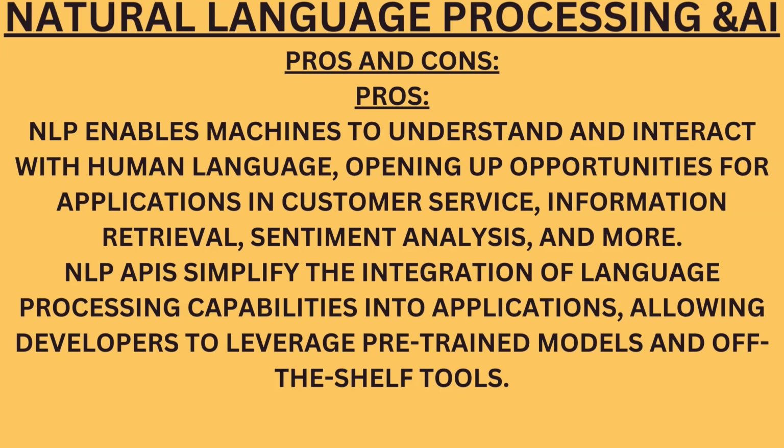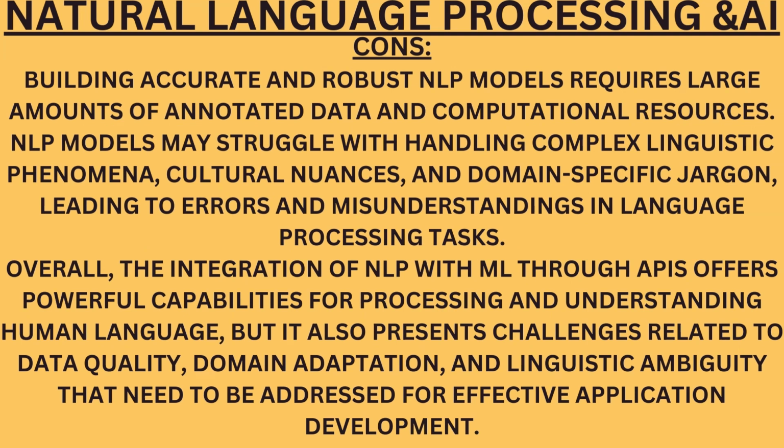Pros. Natural language processing enables machines to understand and interact with human language, opening up opportunities for applications in customer services, information retrieval, sentiment analysis, and more. Natural language processing APIs simplify the integration of language processing capabilities into applications, allowing developers to leverage pre-trained models and off-the-shelf tools. Cons. Building accurate and robust natural language processing models requires large amounts of annotated data and computational resources.